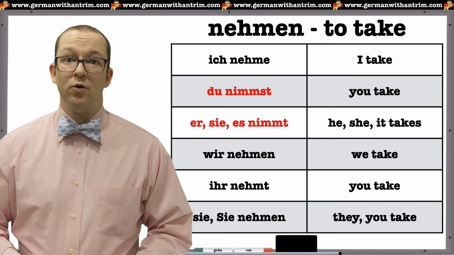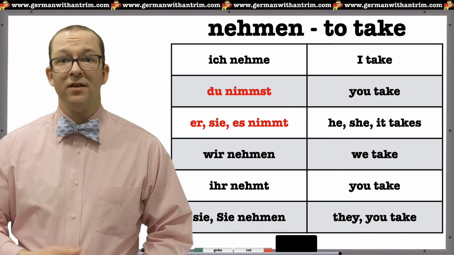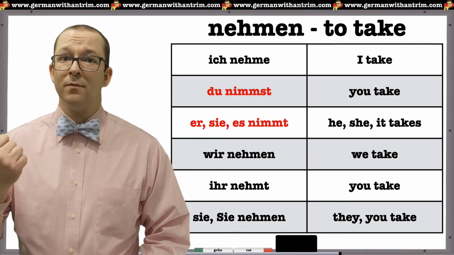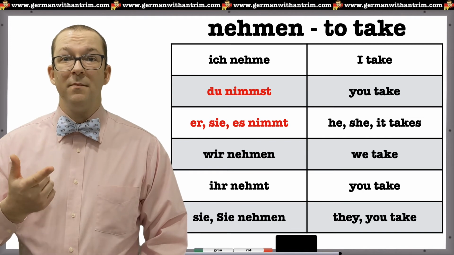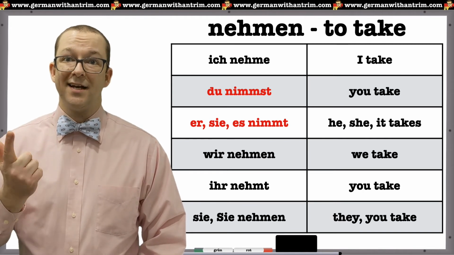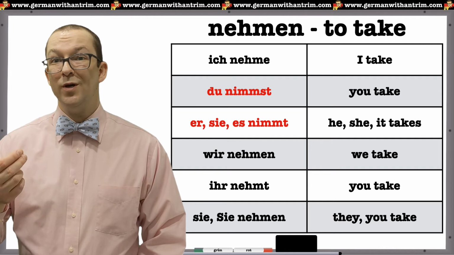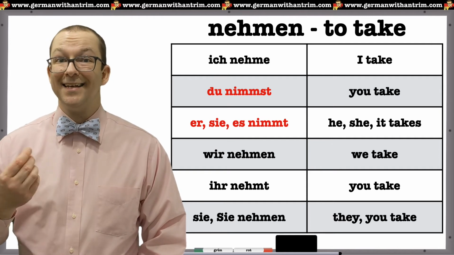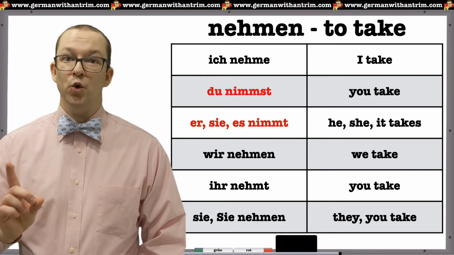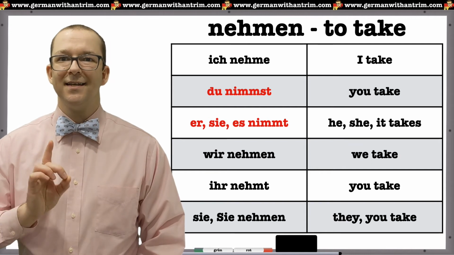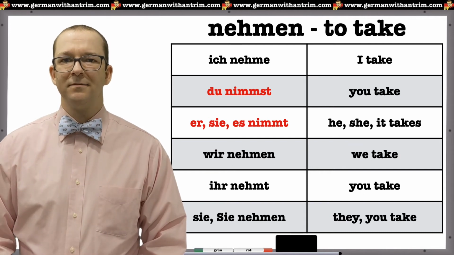One verb in this category is a bit weirder than the rest. The verb nehmen not only changes from an E to an I in the stem, but it also replaces the H with an extra M, so instead of du nehmst and er nehmt, we instead get du nimmst and er nimmt. Here it is in action.